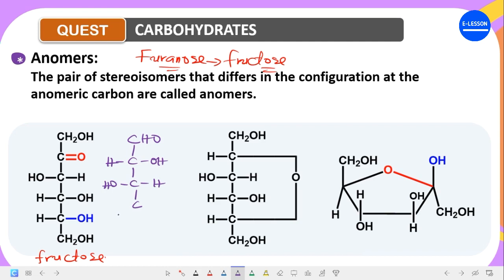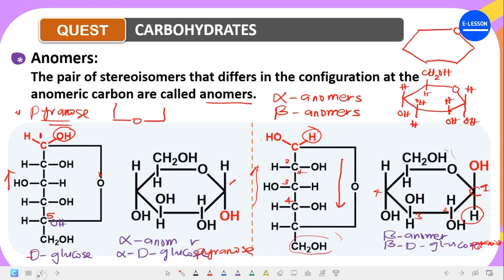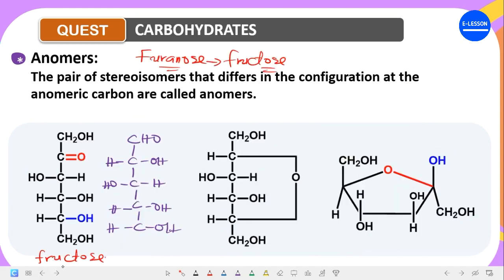Now, let me just finish it. This H, OH. This H, OH. Now, this is the structure of glucose.